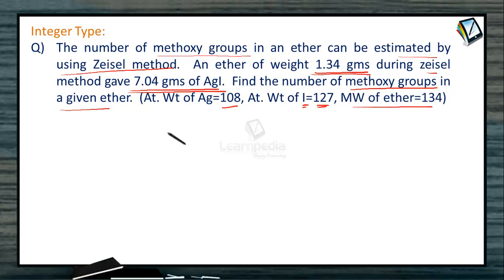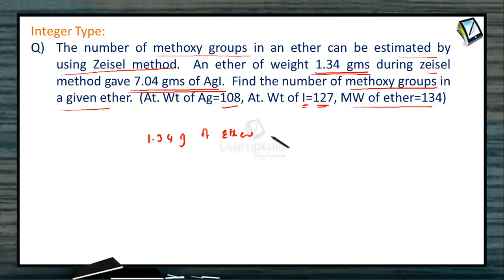So whatever the number of methoxy groups there are in an ether will first be converted into methyl iodide, and that methyl iodide formed is treated with excess of silver nitrate to give silver iodide, a yellow precipitate. This silver iodide which is precipitated out is perfectly dried and its exact weight is noted, and from the weight of silver iodide formed it is possible to estimate the number of methoxy groups, which is generally called the Zeisel method.